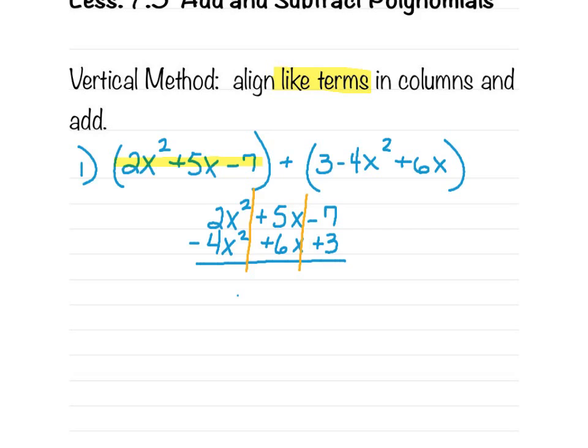Now let's add. 2x squared plus negative 4x squared is negative 2x squared. 5x plus 6x is positive 11x, and negative 7 plus 3 is negative 4. So this trinomial is the sum of the two trinomials. Number 2.